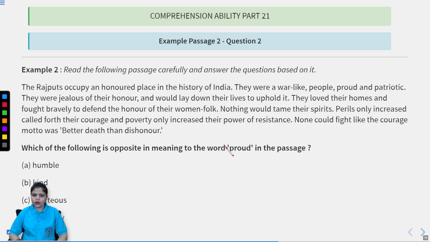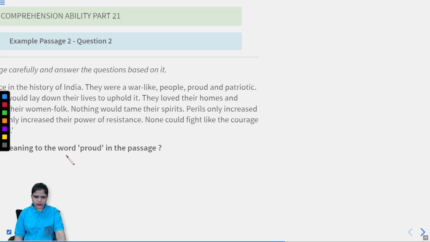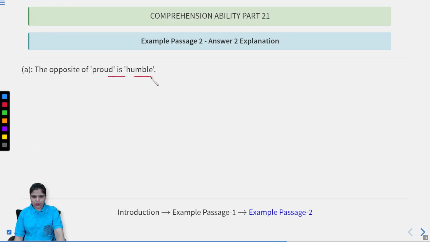Now, here the options are humble, kind, courteous, and cowardly. They are asking about the opposite. Opposite means the word which is just opposite or which is not the same in meaning. So, proud; humble, kind, courteous, and cowardly. The answer will be A, that is humble. Proud means when we are zealous of something, and humble means modest. So the opposite of proud is humble.